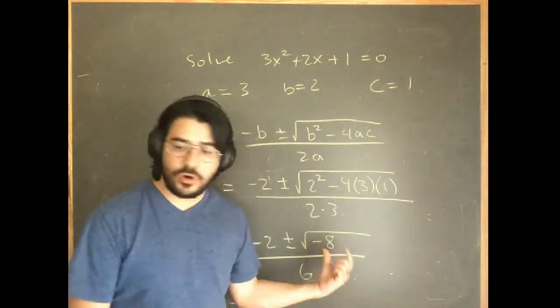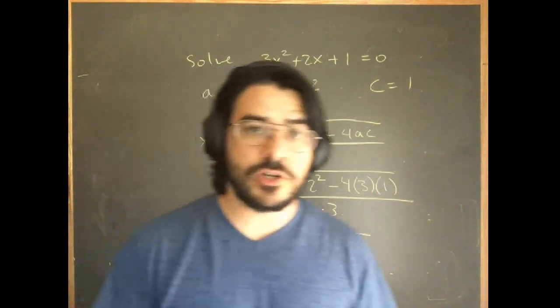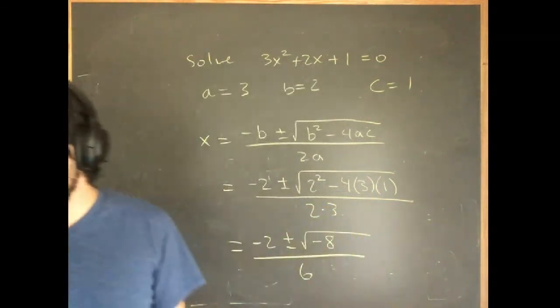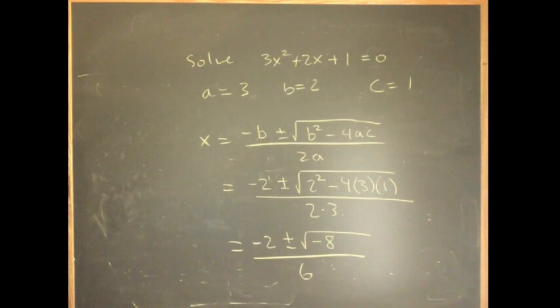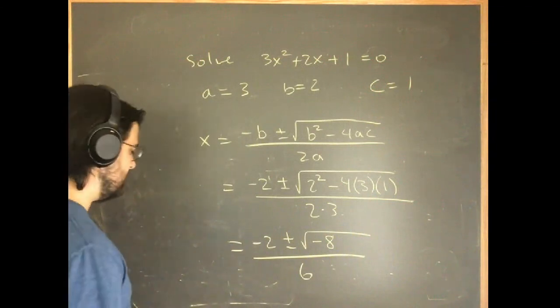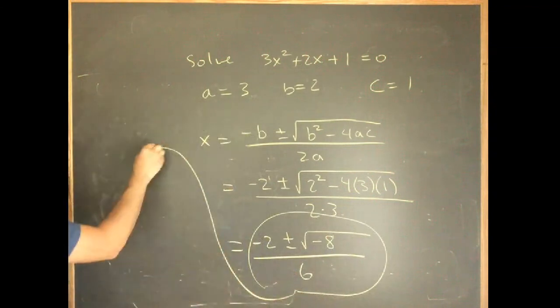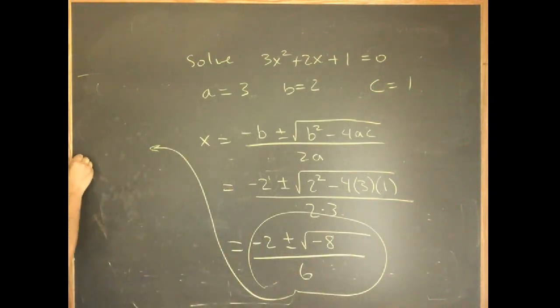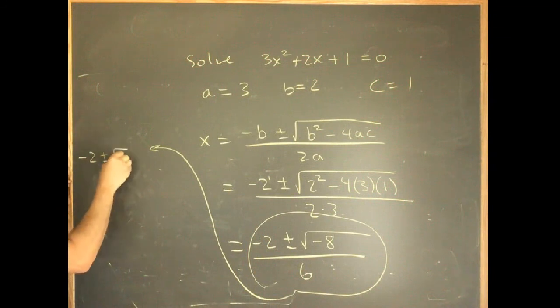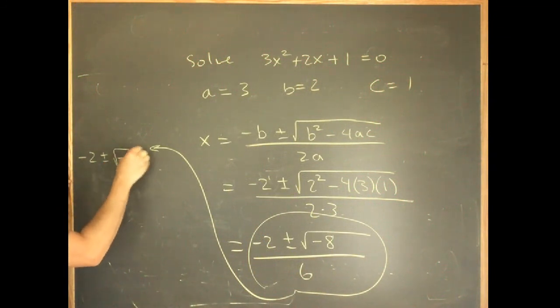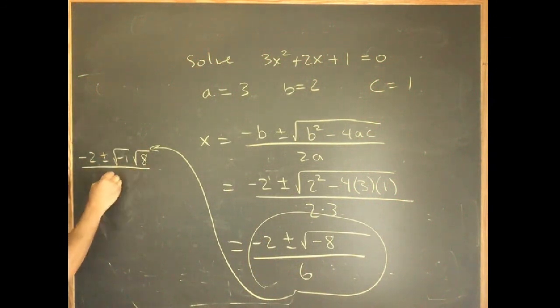And immediately we know that we're going to have complex numbers as our solution because we're taking the square root of a negative number here. Now, you can think about this in the following way. So let me move now up to this position here. So think about it like this, negative 2 plus or minus the square root of negative 1 times the square root of 8, all divided by 6.